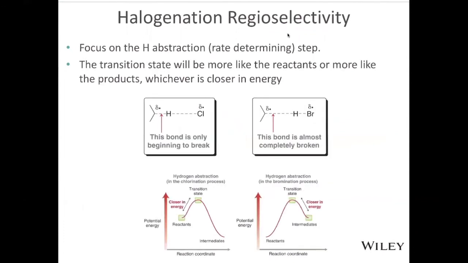If we focus on that rate determining step, which is the hydrogen abstraction, we can see that the transition states for the chlorine versus the bromine look very different. In terms of the chlorine, the hydrogen carbon bond is only beginning to break, whereas with the bromine, that bond is almost completely broken. And so if we look at that in terms of energy diagrams, the reactants are much closer to the transition state in the chlorine example, whereas the intermediates are much closer to the transition state in the case of the bromine. So bromine is much more regioselective.